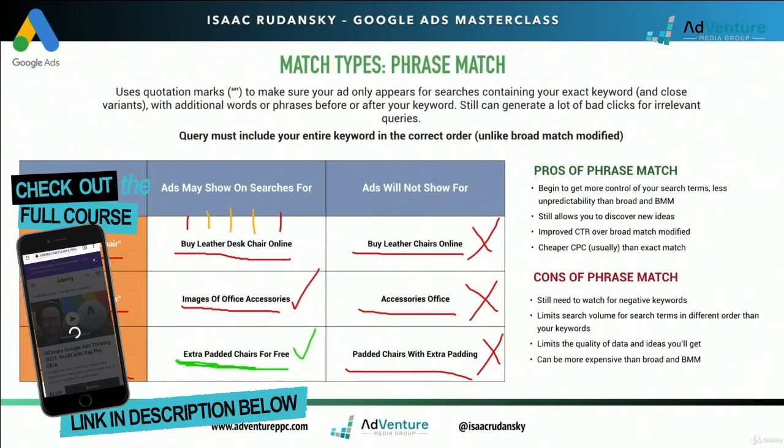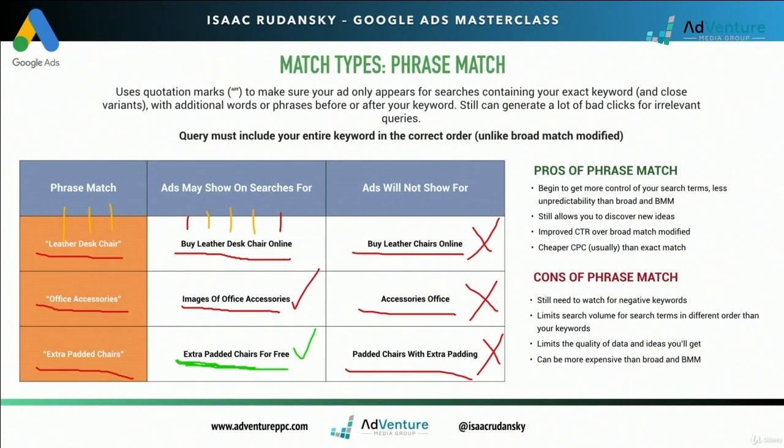Phrase match still allows you to discover new ideas because you could find bad keywords, like somebody searching for "buy leather office chairs for free." You could also find some good keywords, like "sale on leather office chairs" or something like that. You might want to put an ad group together for people searching for something on sale if you're running a sale. So you'll find good ideas for new keywords, but not as many as with broad match modified and broad match. You'll see an improved click-through rate over broad match modified. It's usually a cheaper cost per click than exact match. And I say usually because it's not always true.